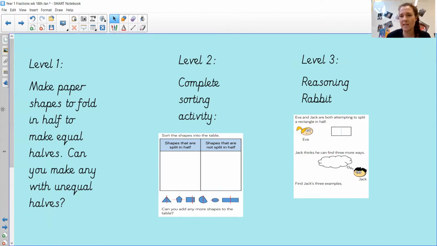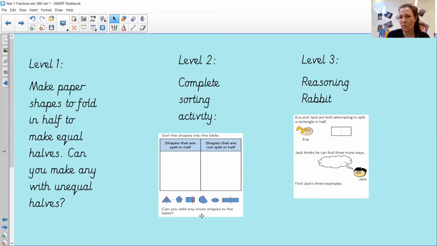Level 2, I will send you a document that will have this on, and you complete a sorting activity. At the top, you'll have a table that looks like this, and then you have got to cut out the shapes at the bottom and stick them in the correct place. So shapes you think have been split in half, and shapes that are not split in half.